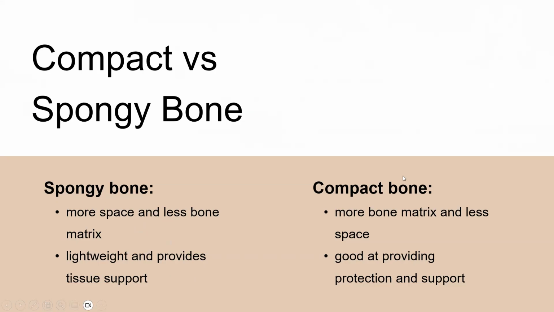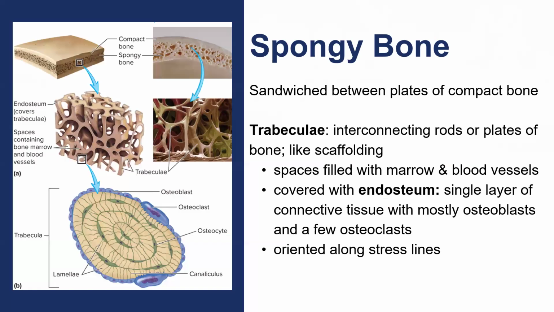Our compact bone was the one that we looked at in lab with the lamellae, the rings. And so it kind of looked like a tree trunk, so there was not much space. We just had those little black lacunae with our osteocytes, and mostly we just saw bone matrix. Of course, that organization makes it very good at providing protection and support. All right, so our spongy bone and our compact bone are organized a bit differently.